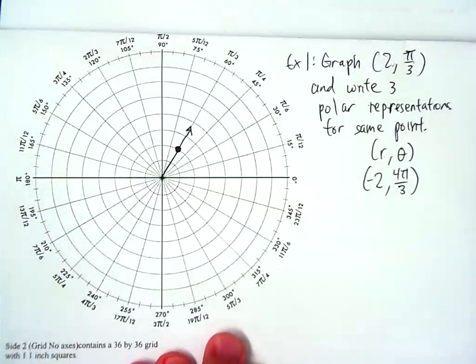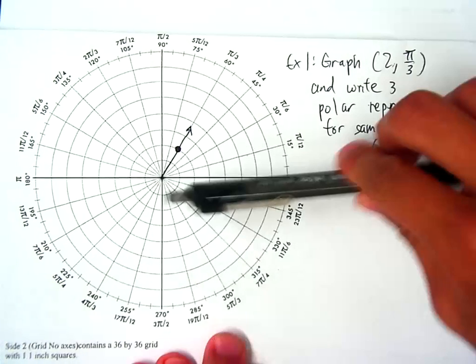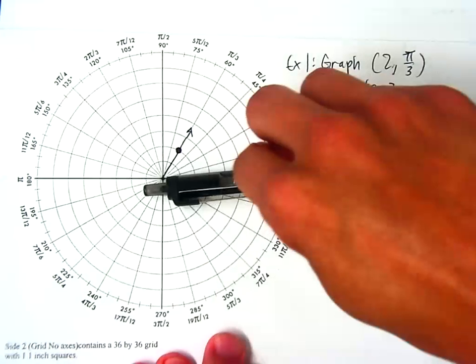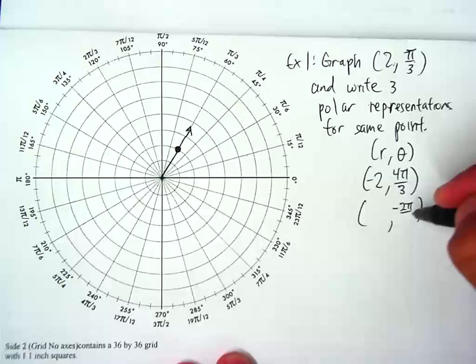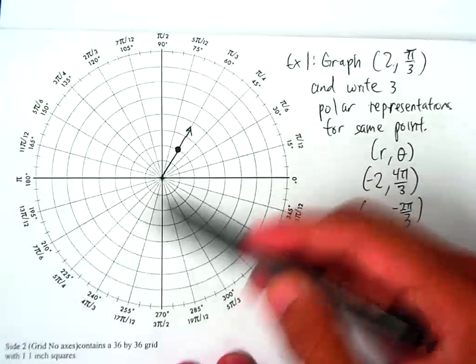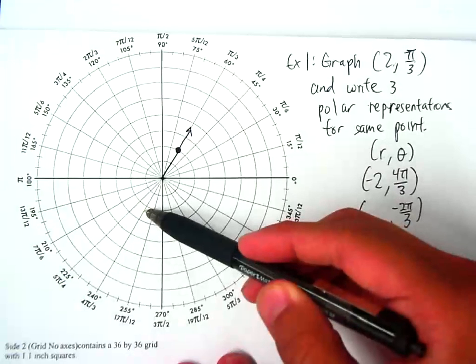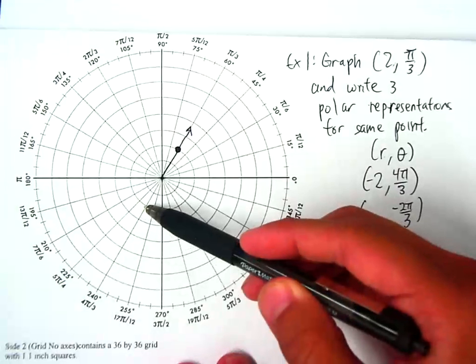And then I need to come up with a couple more, so I'm probably going to use some negative radians. Another way to say 4 pi over 3 is negative 2 pi over 3, wouldn't it? I'm not going to go too much into that because we did all that in trig. Negative 2 pi over 3 is another way to say 4 pi over 3. And if I'm at 4 pi over 3 or negative 2 pi over 3, I want a negative r, so this would be a negative 2.